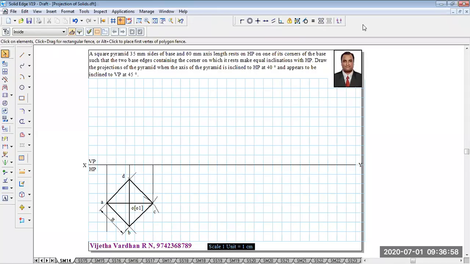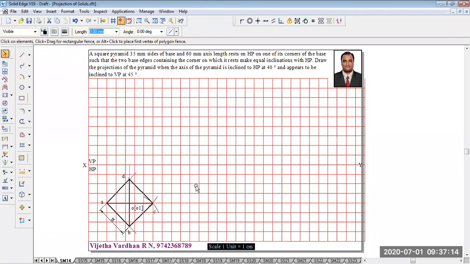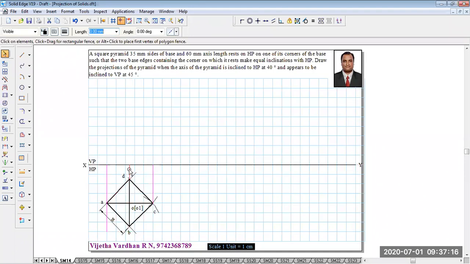Now you guys can see that I have completed the annotation parts, that is representing the apex or the vertex and the base corners, along with the dimensioning, in the top view. Now to get the front view, we need to draw the projectors, which you can see the 3 projectors have been already drawn. And then we have to identify the position of the axis.